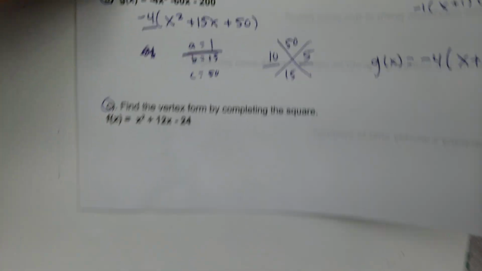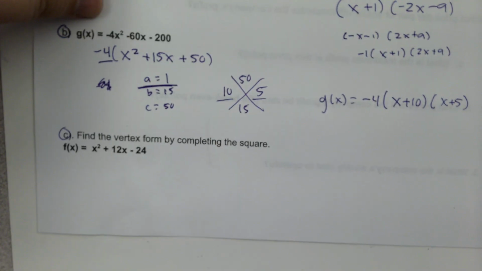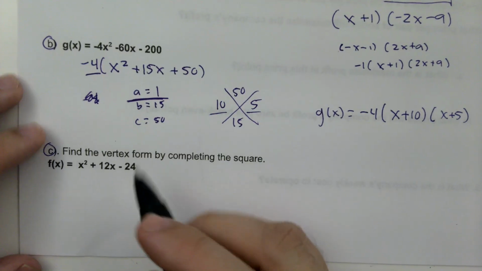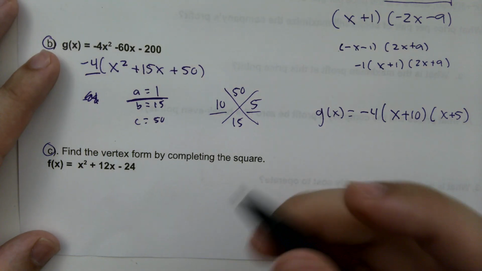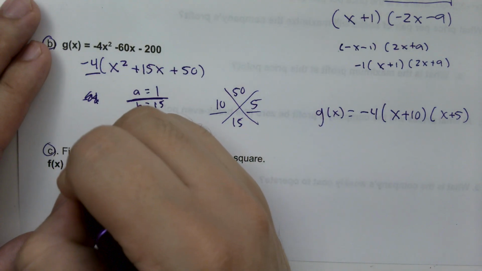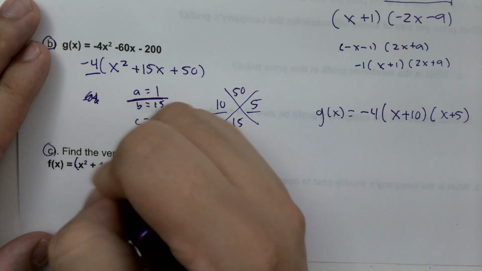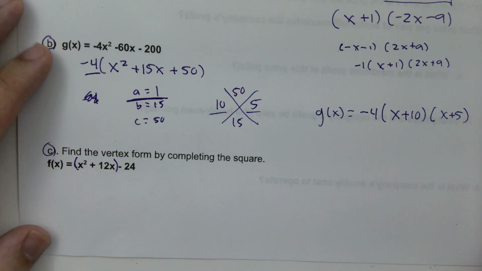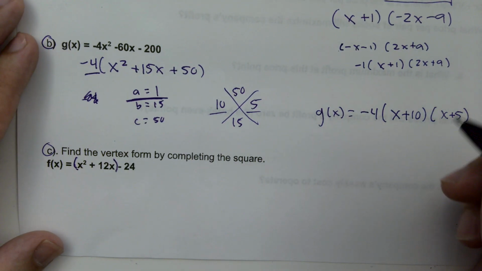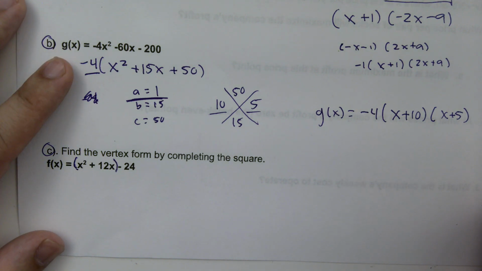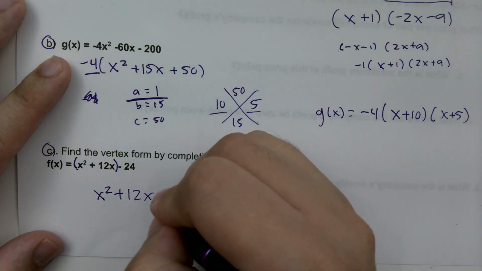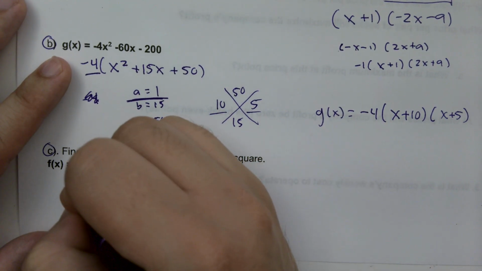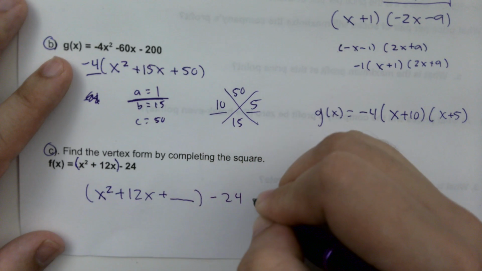The next problem will definitely be on the test. Complete the square. Find the vertex form by completing the square. Okay, first step I said, you're going to group the first two terms. Next, you find your magical value. Your magical value is what you are going to add and subtract.